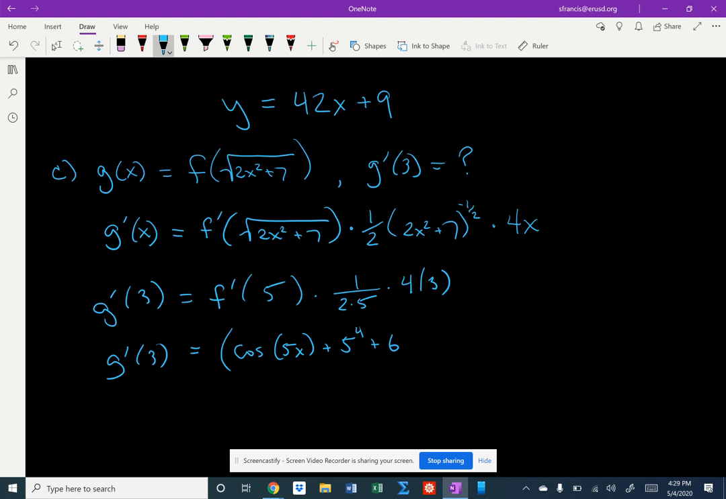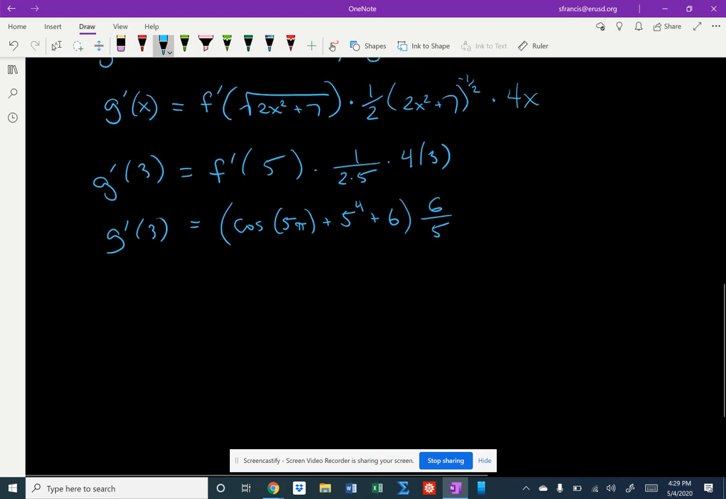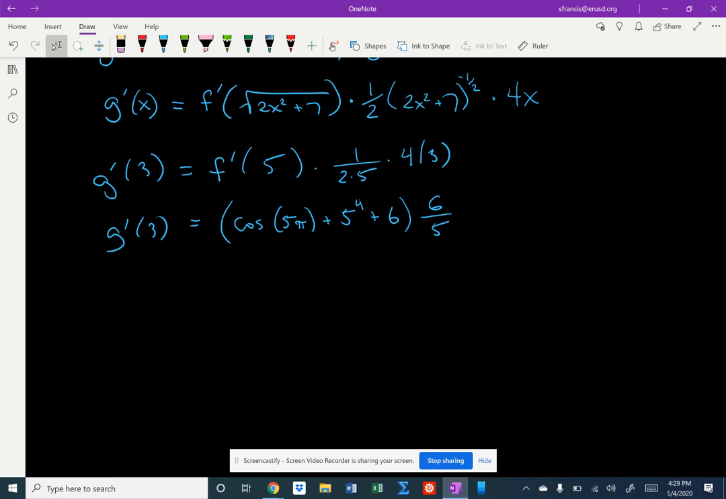Just double checking my work. And it shouldn't be 5 times x, it should be 5 times pi. There we go. And then 12 and 10, which reduces to 6/5, which you don't have to reduce, so don't bother. Again, they didn't make you evaluate the trig functions here, so you could stop there, and that could be considered the correct answer. But I'm going to take it further here.